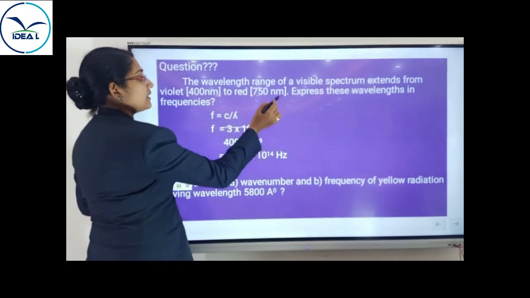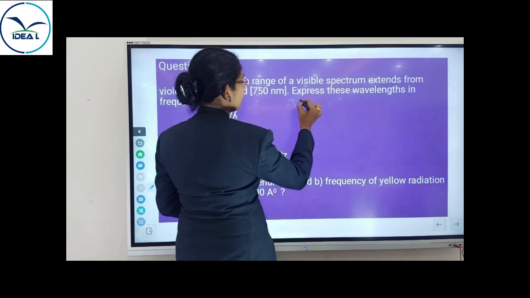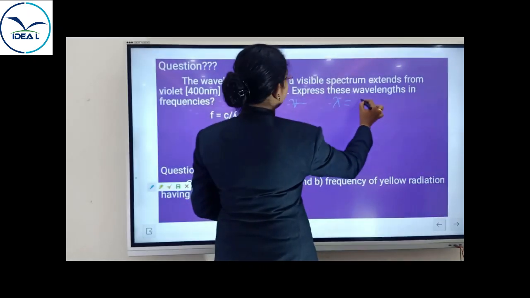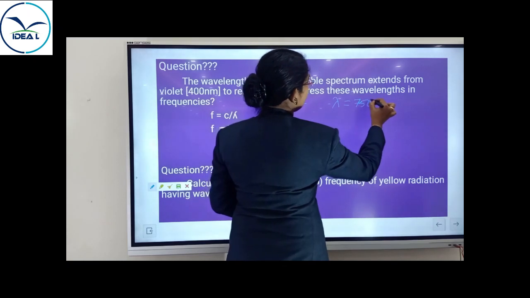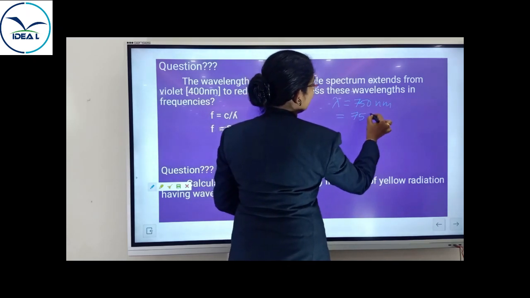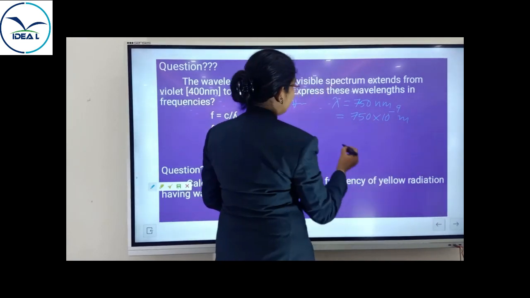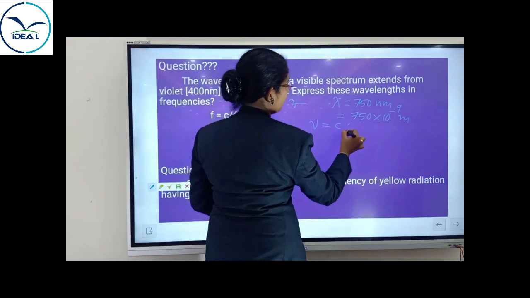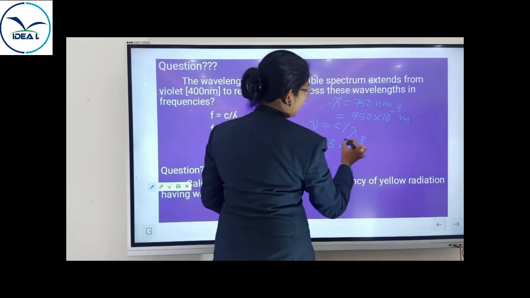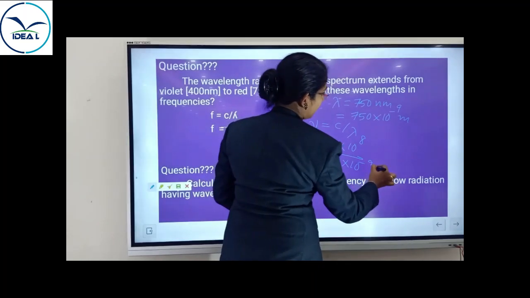Next, calculate the frequency of red. The wavelength is given as 750 nanometer. To convert it into meter, multiply with 10 raised to minus 9. We know the relation nu is equal to c by lambda, which is equal to 3 into 10 raised to 8 divided by 750 into 10 raised to minus 9.